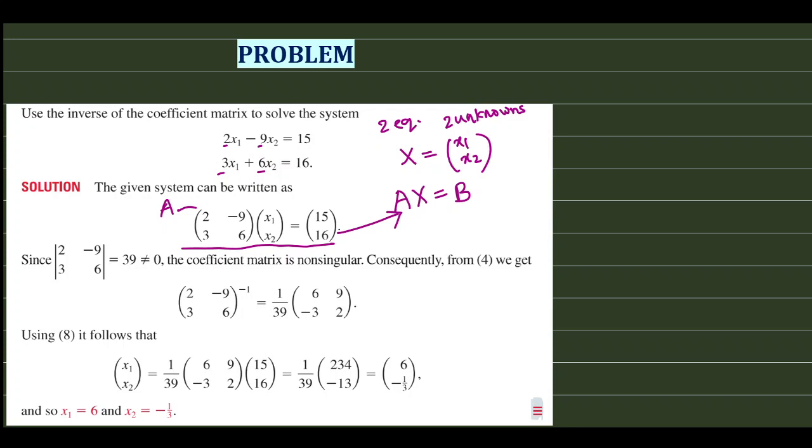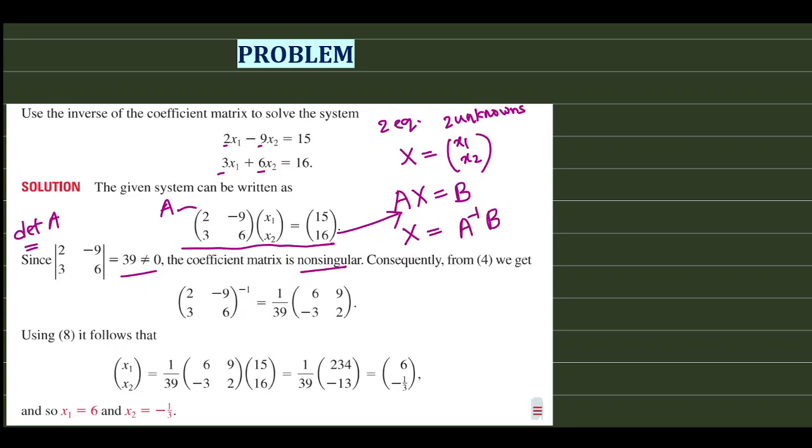Now we have to solve this system of equations. First we will check whether the matrix A is non-singular or not. For that we have to find the determinant of A. It is the determinant of 2, minus 9, 3, 6, and very easily we can find it to be 39, which is non-zero. It implies that the coefficient matrix is non-singular. If the matrix is non-singular, we can use the formula x equal to A inverse b.